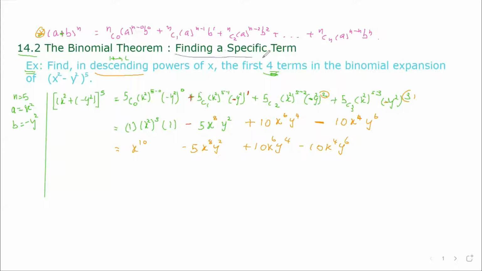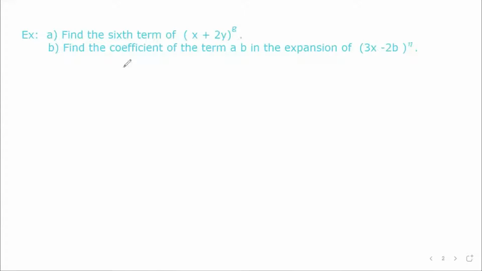Okay, now we go next example, which is about the use of the specific term formula. Take a look at the next example. Okay, so this example say A, find the 6th term. That means find the 6th term. We have to find what equal to, okay, of this expression.